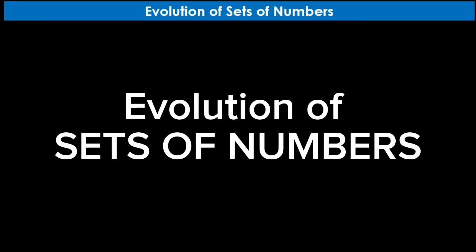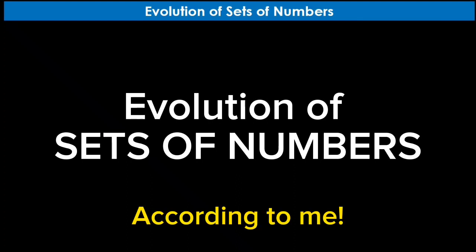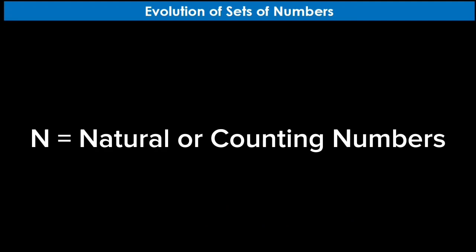In this video, we'll talk about the evolution of sets of numbers. The first number discovered by men is the counting number, also called the natural number. Let's represent the sets of numbers using a Venn diagram, and let's represent it with this oval here. And the notation for our counting number or natural number is this one.